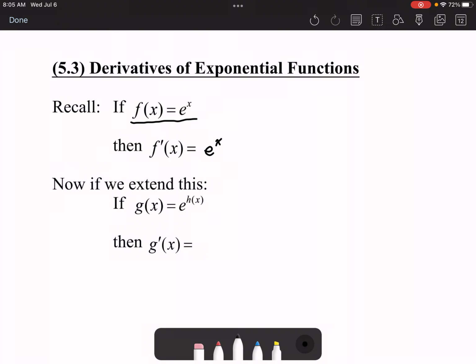Now, if we extend this using chain rule, meaning that if our exponent is something like a function, then we can again apply chain rule, which means the derivative of the outside function is just e to the h of x, and then we multiply it by the derivative of the inside function, which in this case is h of x. So multiply by h prime of x. And there you get the derivative of your exponential function if your exponent is something other than just x.